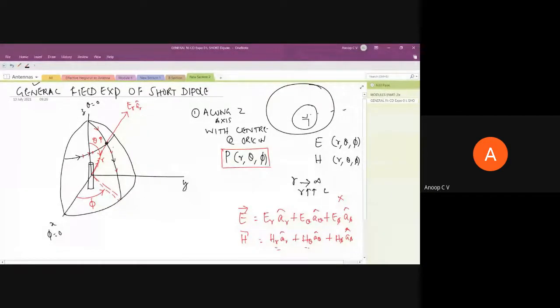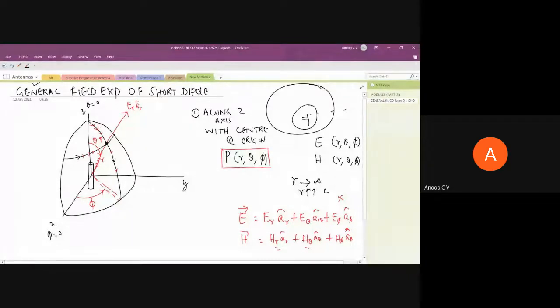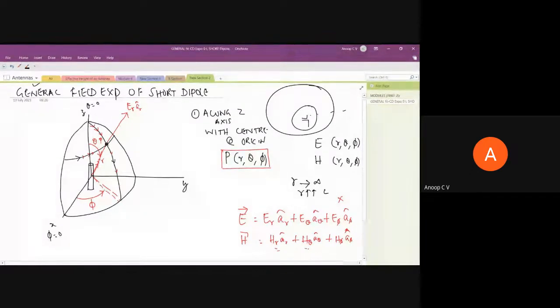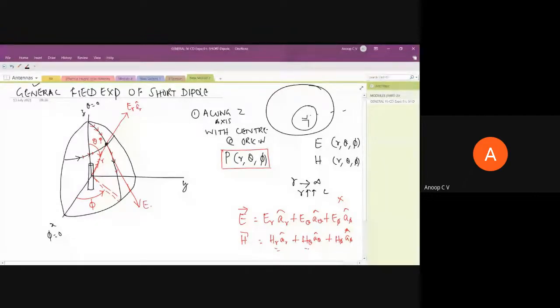And for E theta, you can see theta is increasing like this, right? As I move from north to south over a sphere, theta is increasing along the longitude, like moving along a longitude on a globe. That's how theta will increase. So the theta component is along the direction of change in theta. It will be tangential to this longitude. I've drawn it a little bit big so that you'll be able to see it. So it is E theta, A theta cap, in the direction of A theta cap.